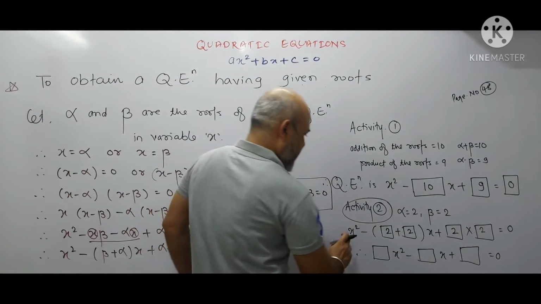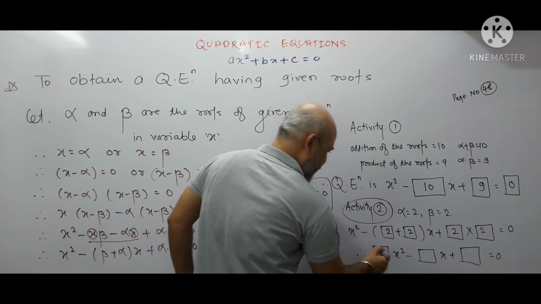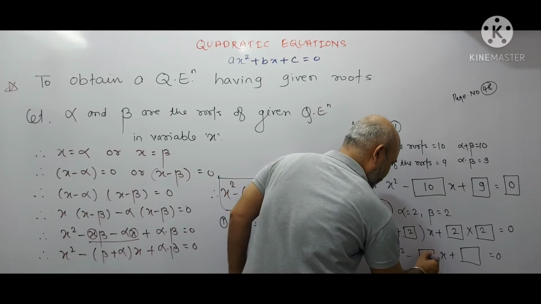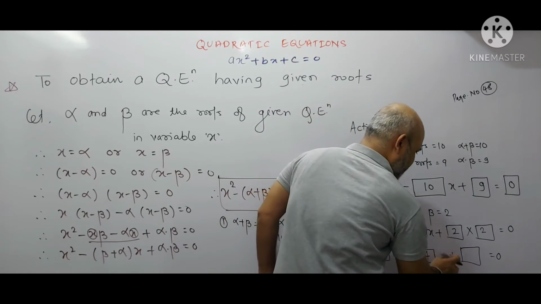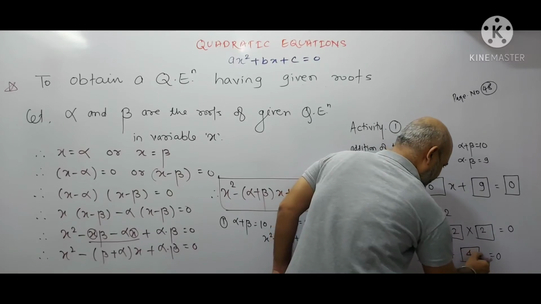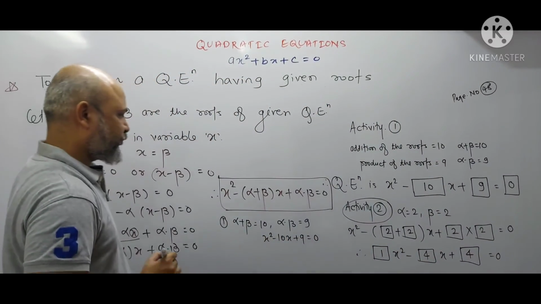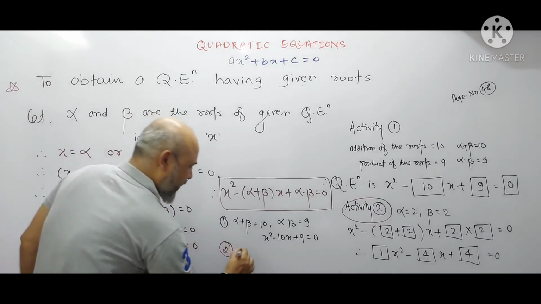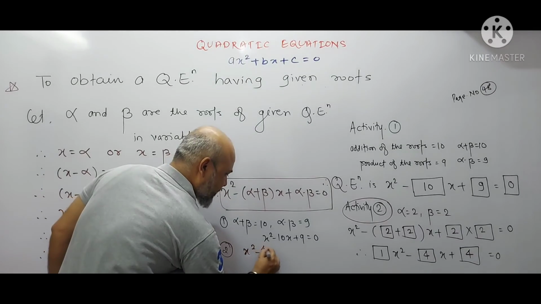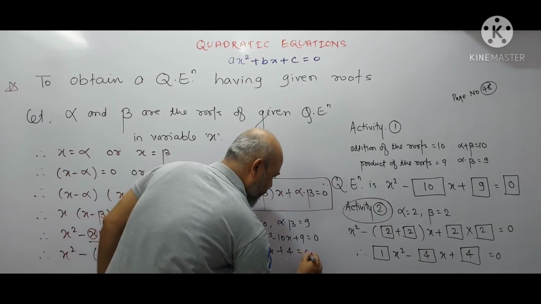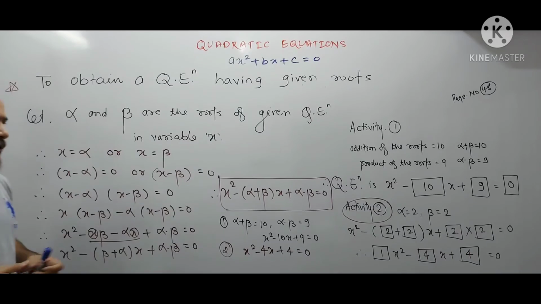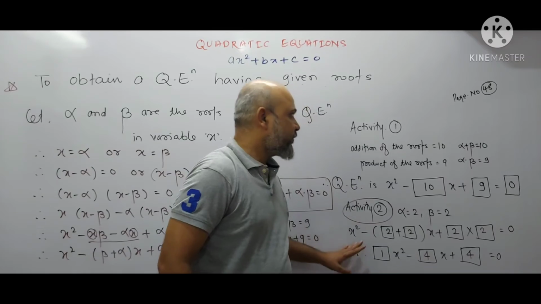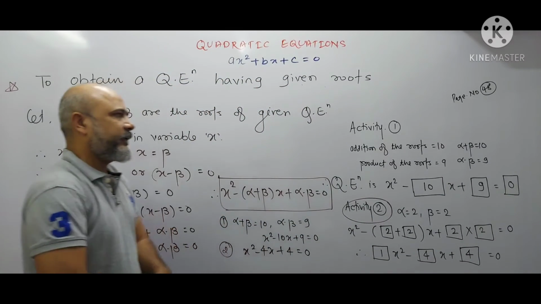Now this is x square, so this will be 1x square. Now write minus 2 plus 2, that is 4x, plus 2 into 2, that is 4, and this is equal to 0. So what is the second quadratic equation? X square minus 4x plus 4, this is equal to 0. So this is the solution of activity 1 and activity 2, which is given on page number 48.